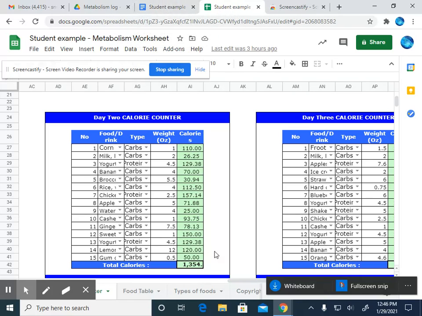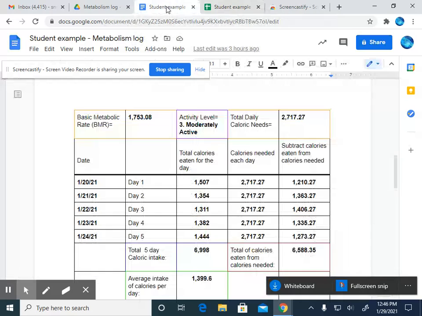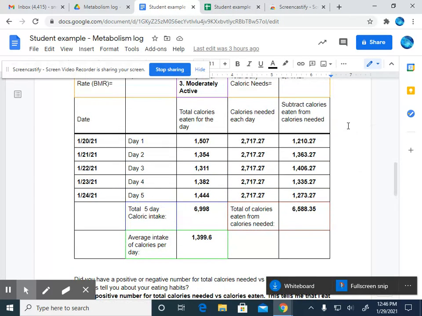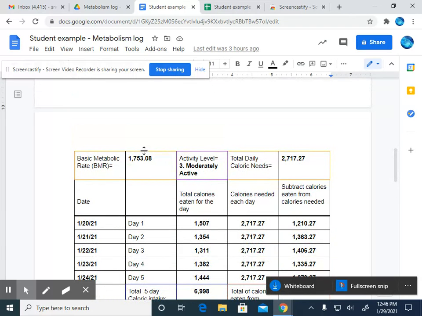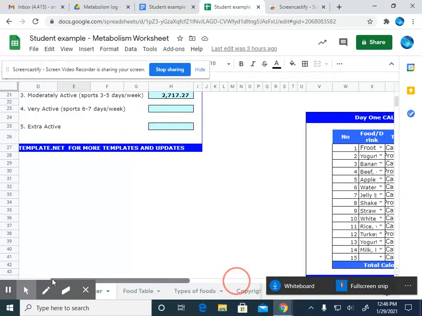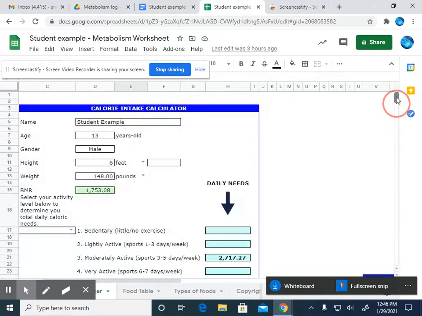So once you figured out the 5 days' worth of eating, how many calories you eat per day, now you're ready for the worksheet. And so when we get there, here's the table that you're supposed to fill in. Here are the 5 days. These are the calories from those worksheets for the 5 days. This basic metabolic rate was calculated from the student example worksheet. I don't know if I can get back to it, but I'll try. There we go. Okay, so that's that number here.